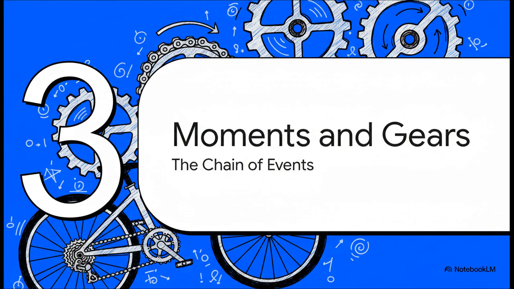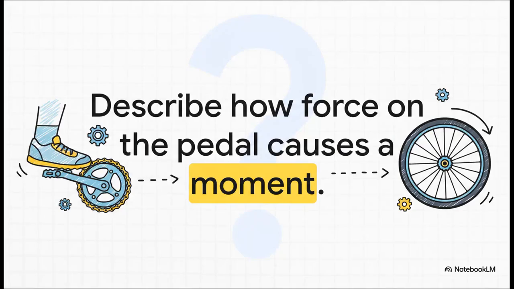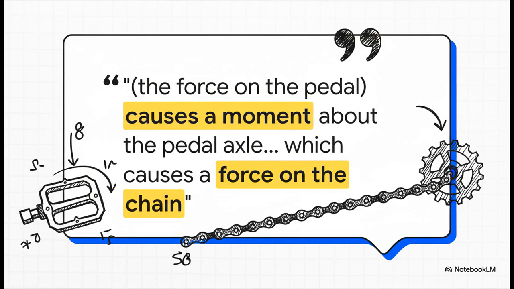All right, we're shifting gears now, literally. We're moving away from graphs and into a more conceptual question about how forces create a turning effect in a bike's gears. So, this question wants you to describe a sequence, a sort of chain reaction. Think about it. What happens when you push on the pedal, and how does that effect make its way to the back wheel?